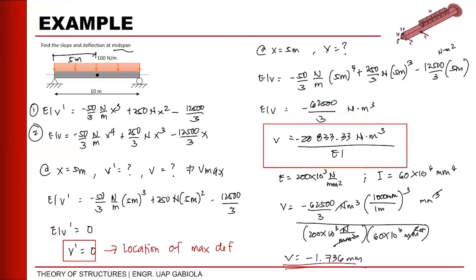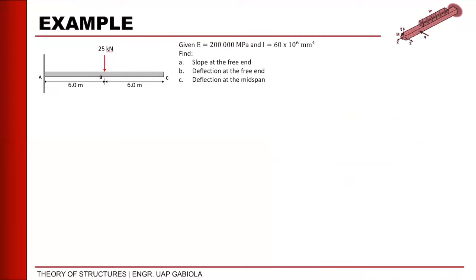Alright, so next. We try another one. So ibang condition naman, we have a fixed beam or cantilever beam, no? So ibig sabihin, fixed at one end and free at one end. So we have a concentrated load at center, 25 kilonewton. And then, ayan, ito yung mga question natin. Given yung value ng E natin is 200,000 megapascal. Si megapascal is also equal sa Newton per mm squared.